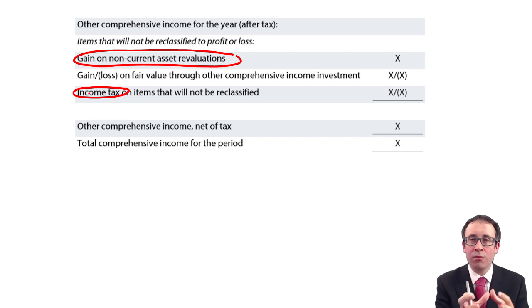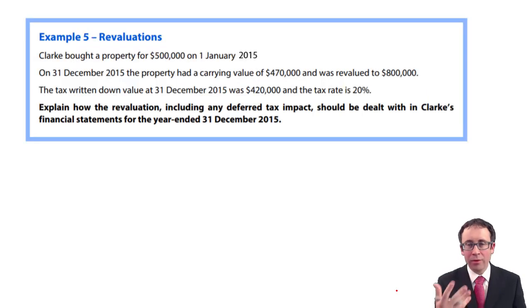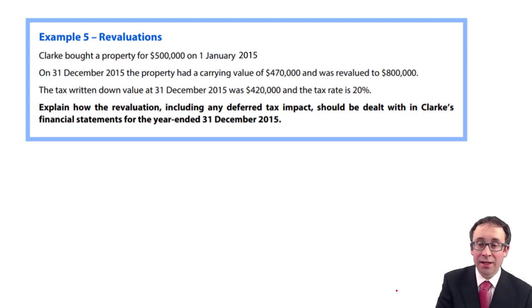The tax on the gain will go to OCI, and then any deferred tax in relation to the normal movement, so what would have happened if there was no revaluation, will go to profit or loss. Okay, so it sounds quite tricky. It is a little bit tricky, but we still follow the same steps: 1, 2, 3, 4. Okay, it's when we get to step 4 that's the challenge.